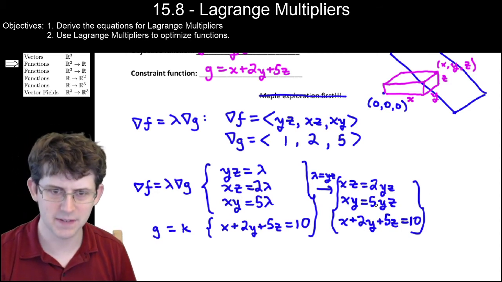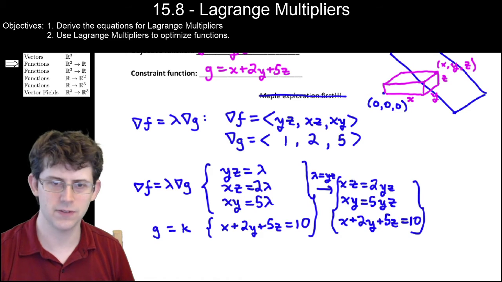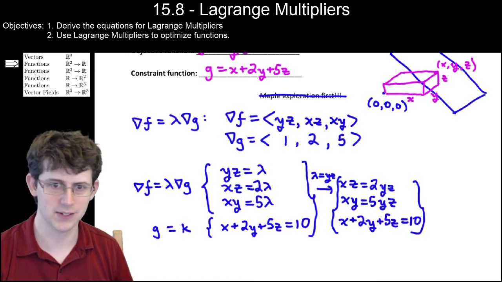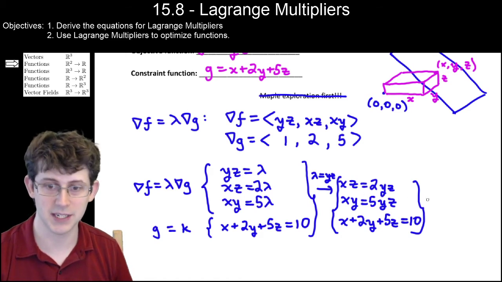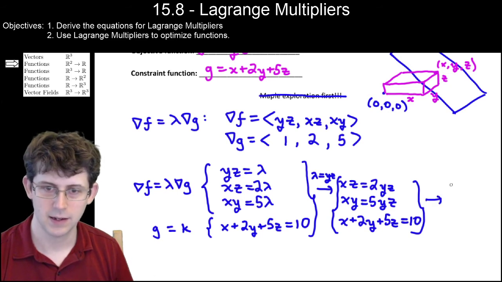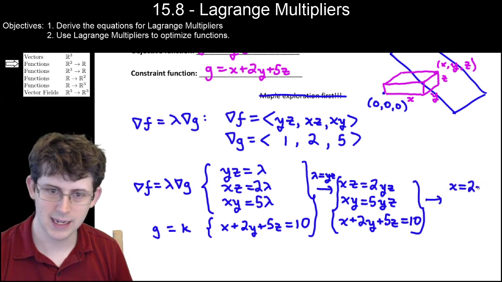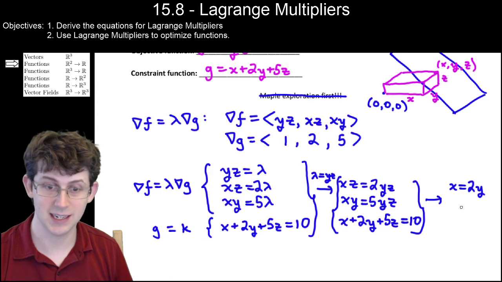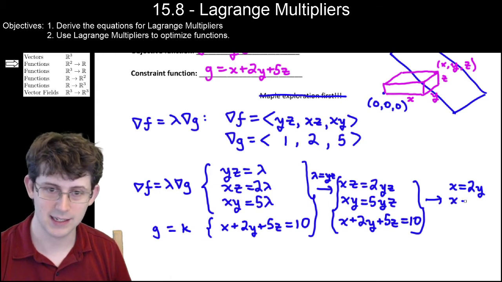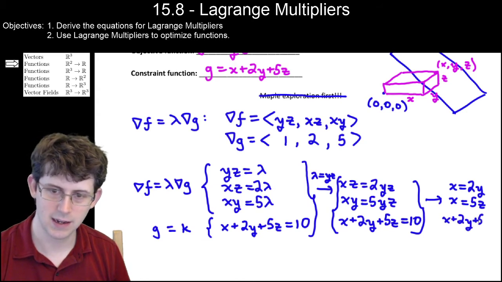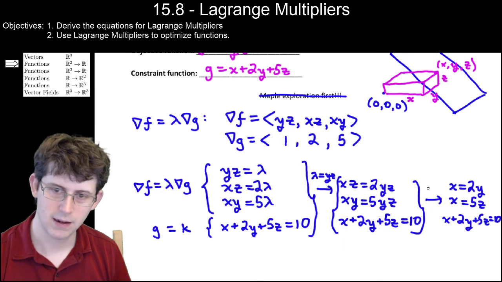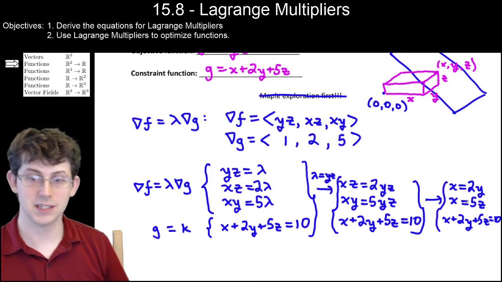Some of these have common factors. I know that my true final answer is not going to have z equals 0, so I can divide both sides by z. So I'll have x is 2y. And for the second equation, I can divide both sides by y. That's x is 5z. And the third equation, I don't see any easy way to simplify it. I still have 3 equations and 3 variables.